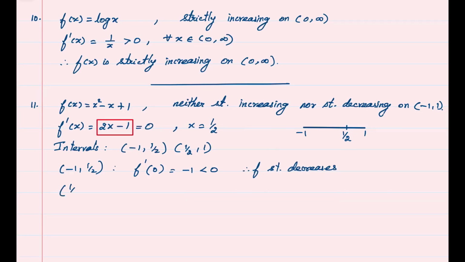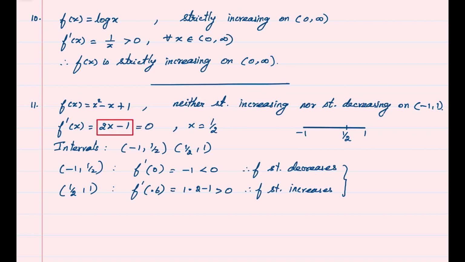Now let us check for the next interval. Half is 0.5. Let us check with 0.6. 2 times 0.6 is 1.2, and minus 1 is 0.2, positive. Therefore, f strictly increases in this interval.